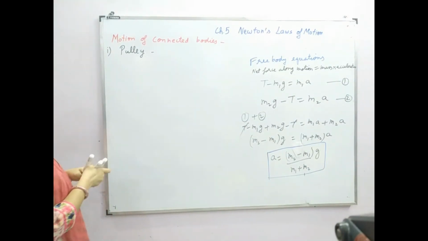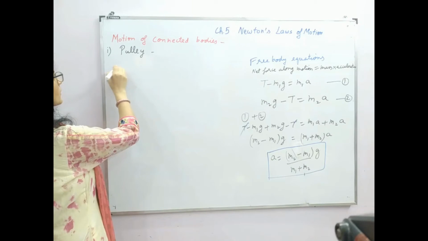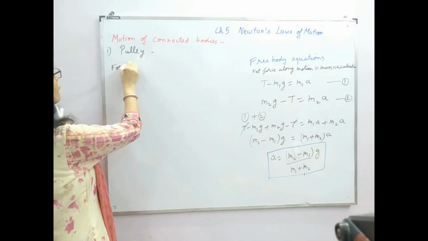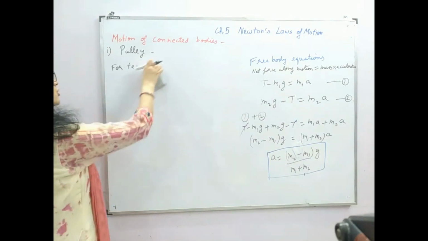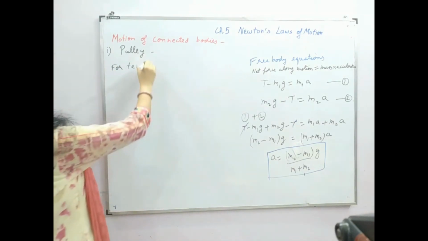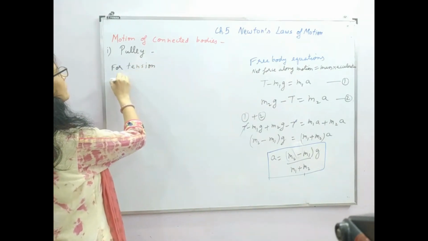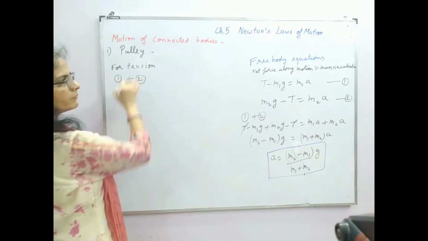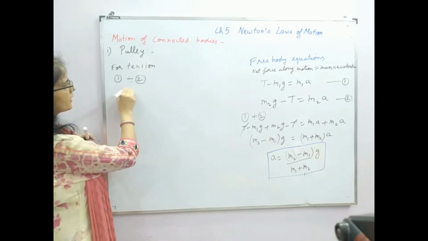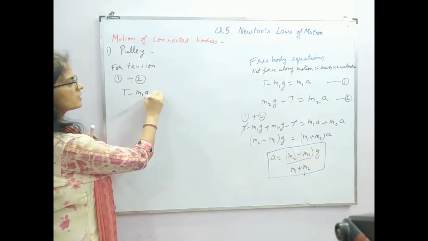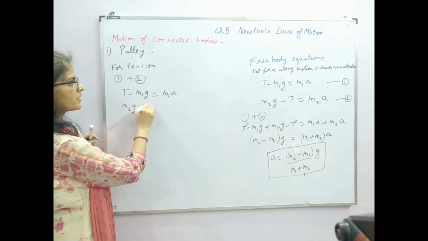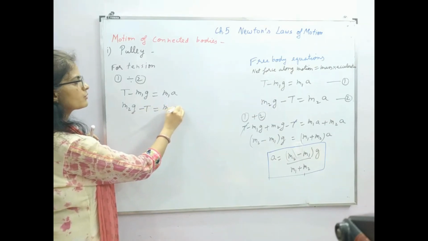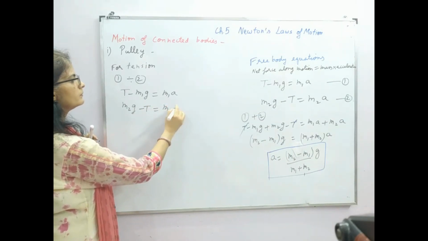So if I divide for tension, what am I doing? I'm dividing equation 1 by 2. Yes. So what will I do? T minus m1g is equal to m1a. m2g minus T is equal to m2a.